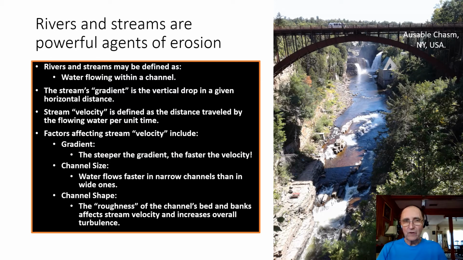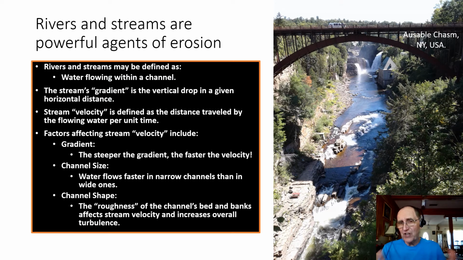You know, rivers and streams are very powerful agents of erosion. A river or a stream may be defined as water that flows within a channel. The gradient of the stream is the vertical drop in a given horizontal distance. The velocity of a stream is defined by the distance traveled by the flowing water per unit time. Now, what factors affect stream velocity? Well, the gradient. The steeper the gradient, the faster the velocity. Channel size. Water flows faster in a narrow channel than in a wide channel.